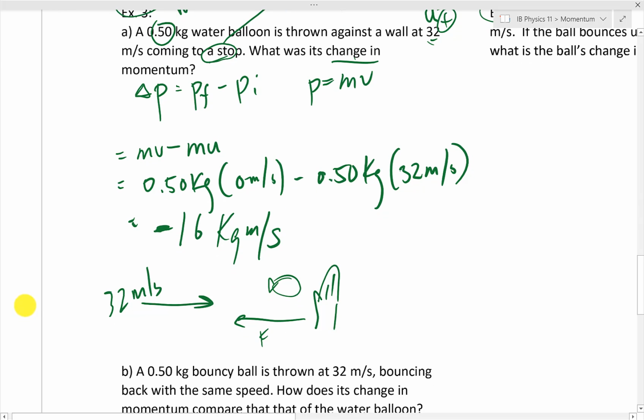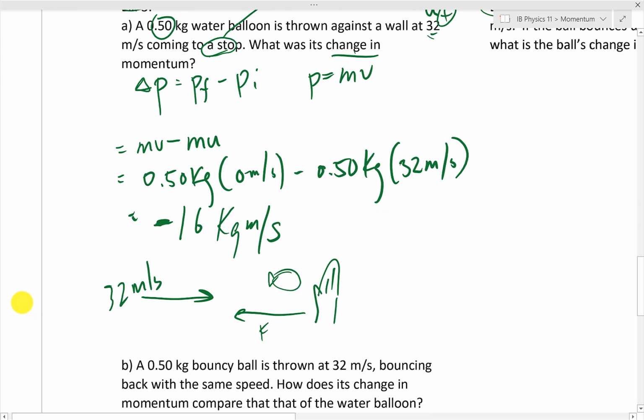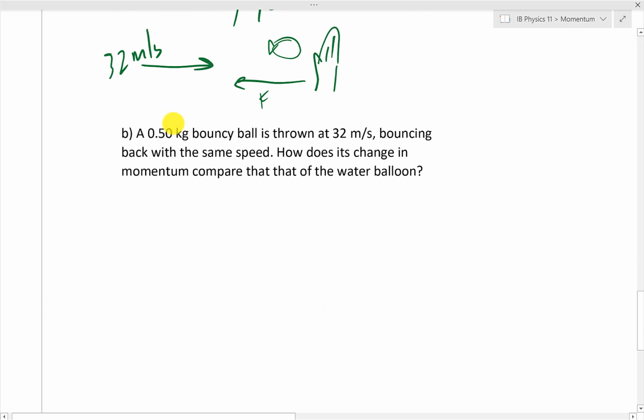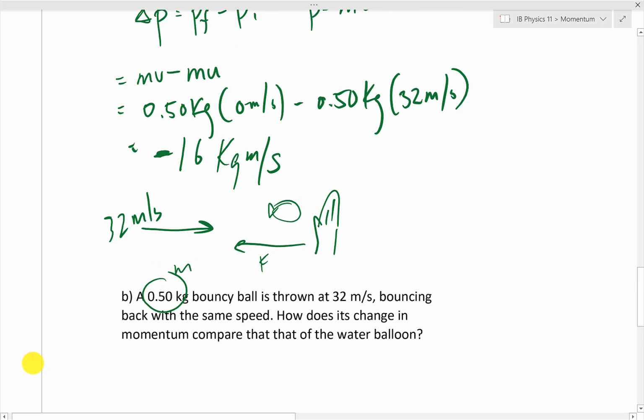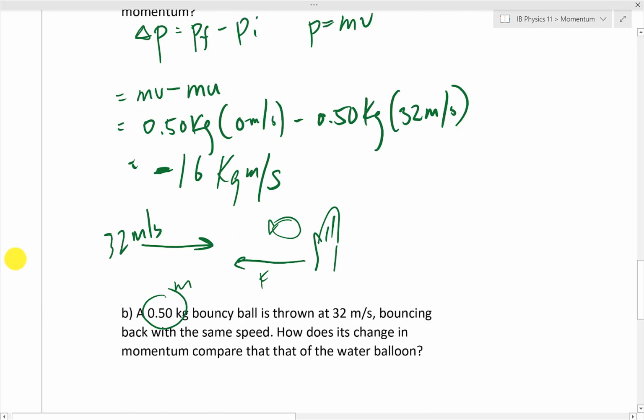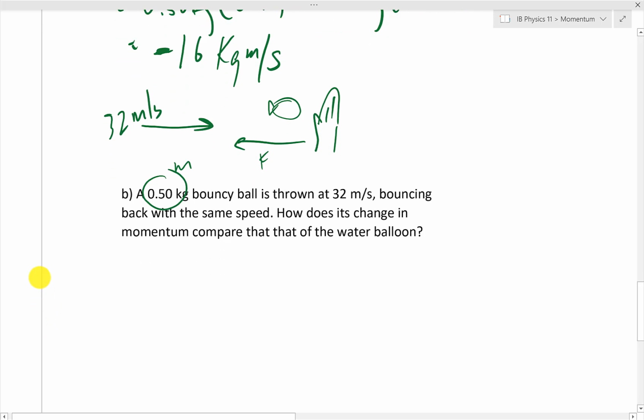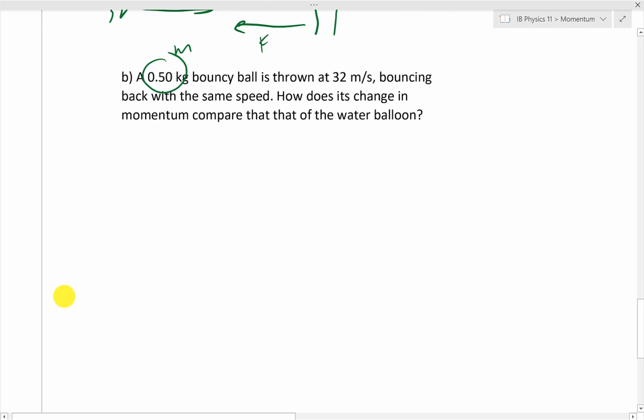So let's see what happens next, okay? Now we have a 0.5 kilogram bouncy ball instead. Oh, it's also thrown at 32 meters per second, but it bounces back with the same speed. Is it thrown against the wall? Yes, it's thrown against the wall. How does its change in momentum compare with that of the water balloon? Ooh, interesting. So let's draw a picture to illustrate what this means.